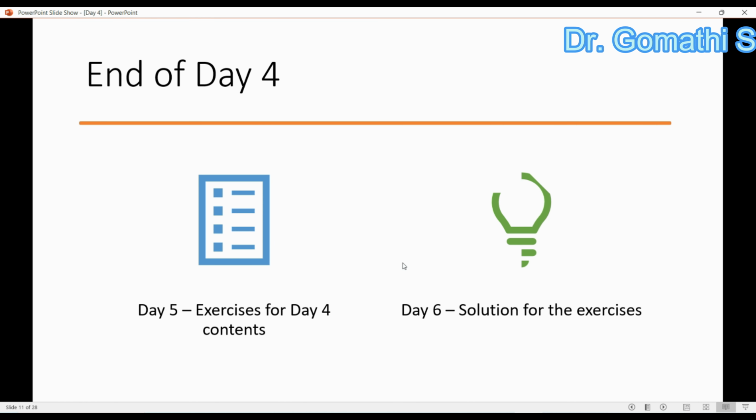So this was today's session. What we have learned is what a business process is, what stakeholders are, and how we can identify the stakeholders. Tomorrow we'll be discussing the exercises for day 4.